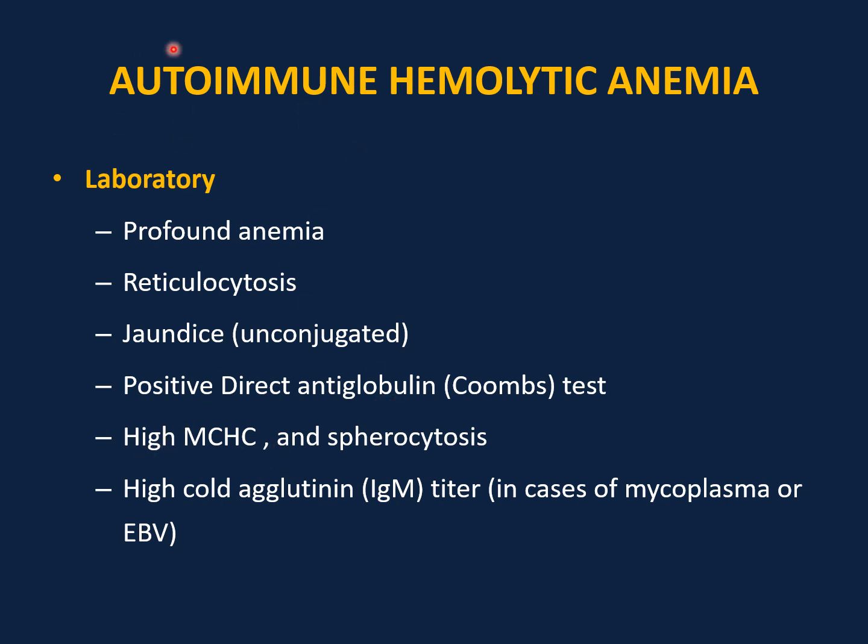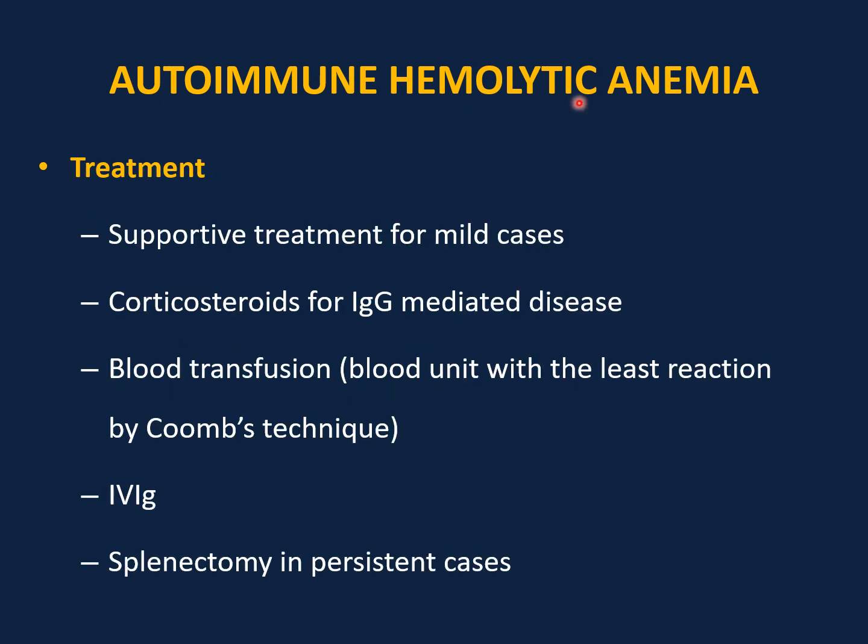There's something unique about autoimmune hemolytic anemia. They will have high MCHC, mean corpuscular hemoglobin concentration, with spherocytosis. So if you have these two and a positive Coombs test, it is autoimmune hemolytic anemia. High cold agglutinin IgM titer in cases of mycoplasma and EBV. Treatment of autoimmune hemolytic anemia: supportive treatment for mild cases, corticosteroid for IgG mediated disease, blood transfusion, IVIG, splenectomy in persistent cases.